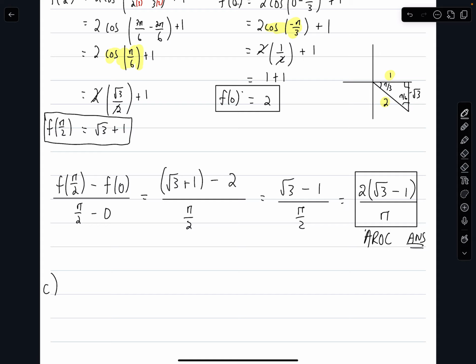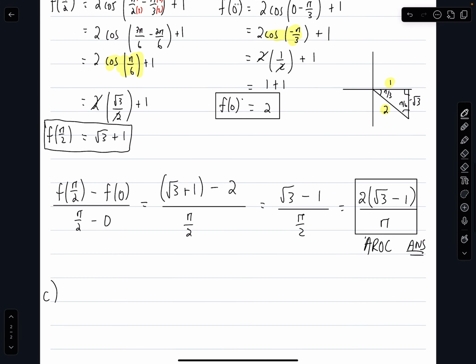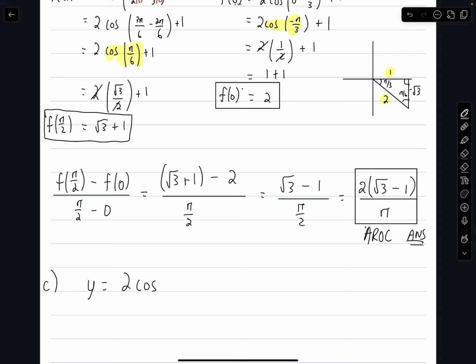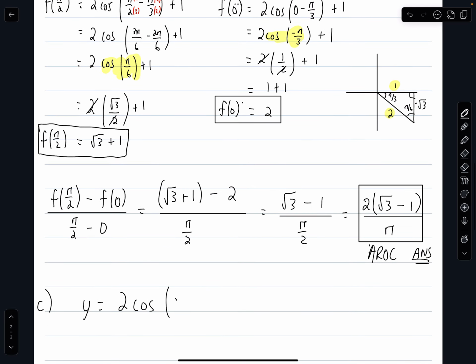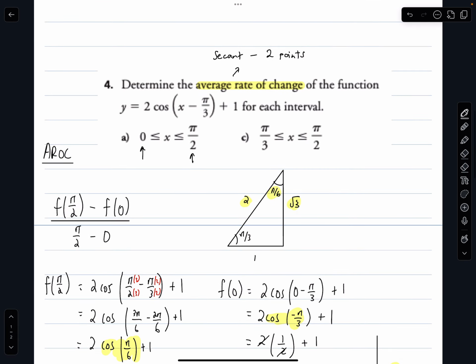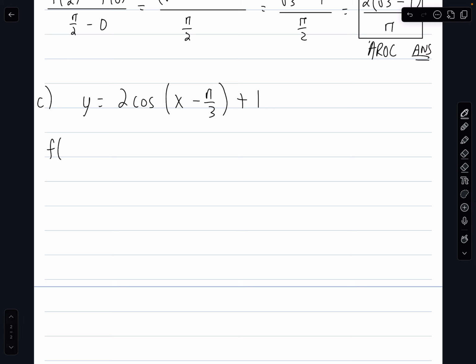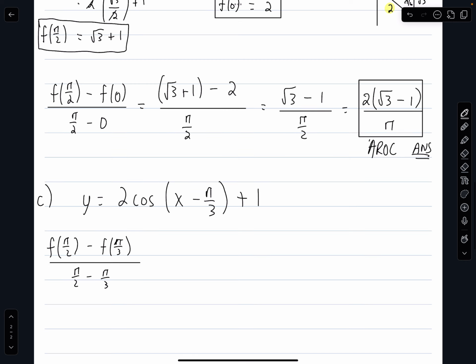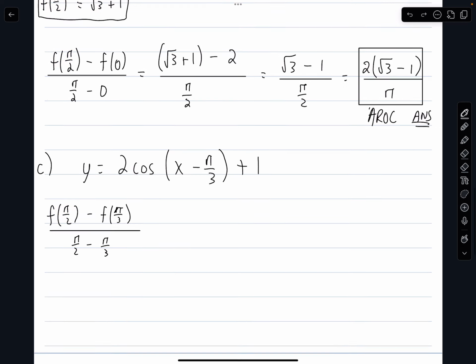So with part C, we have the same formula, y equals 2 cos x minus pi over 3 plus 1. And this one is from pi over 3 to pi over 2. So the formula is going to be f at pi over 2 minus f at pi over 3 over pi over 2 minus pi over 3. Now the good news with this is we actually have f at pi over 2 because we did it in the previous question, right? So I'm just going to take that answer because we already have that, so it's a little bit less work.